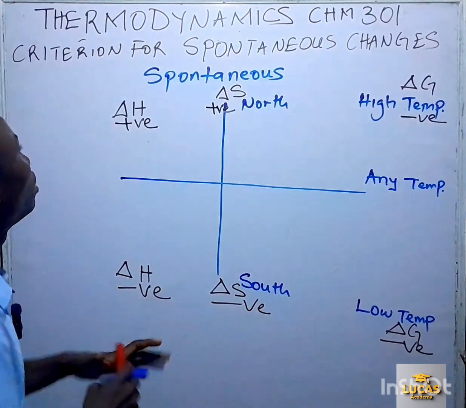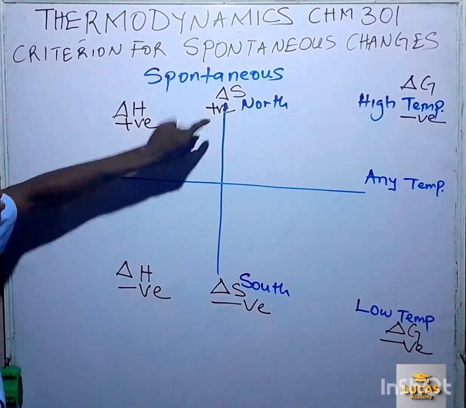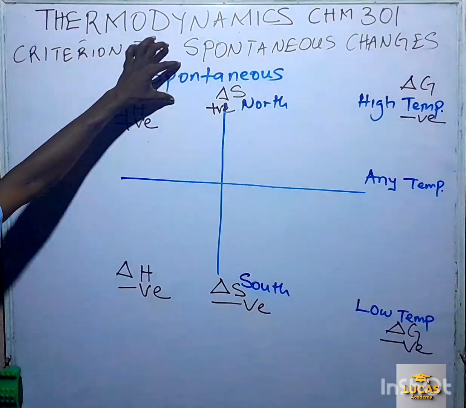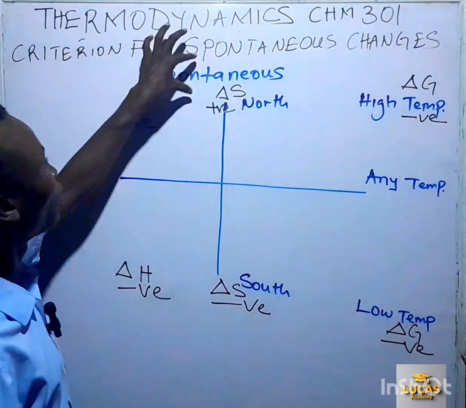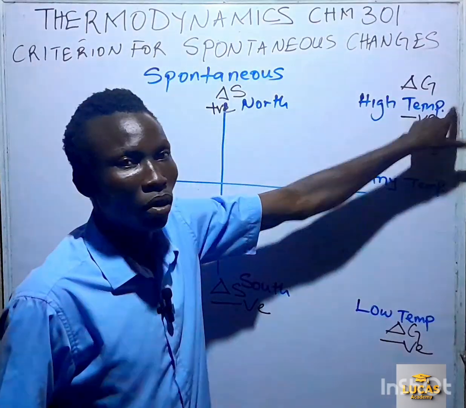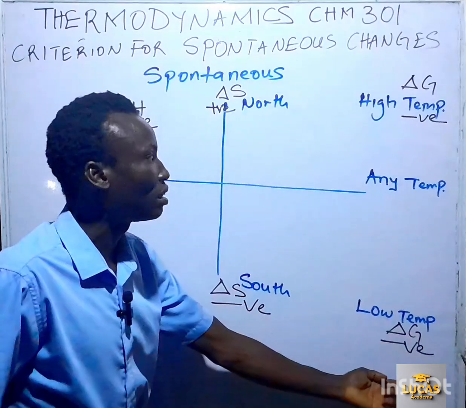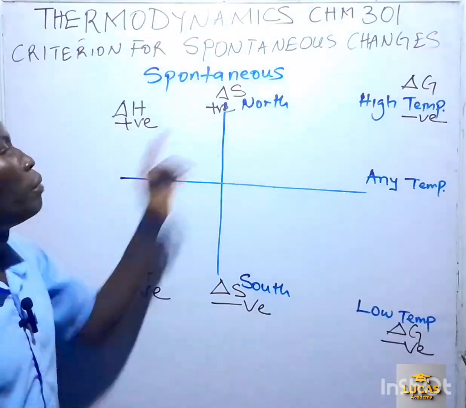Okay, so let us go. Now, when delta H is positive, delta S is positive, and delta G is negative, the process will be spontaneous at high temperature. Can you see that? Spontaneous at high temperature. So you don't need to cram it at all. Just put everything here as negative. Then put this one as negative, while this one remain positive and positive.